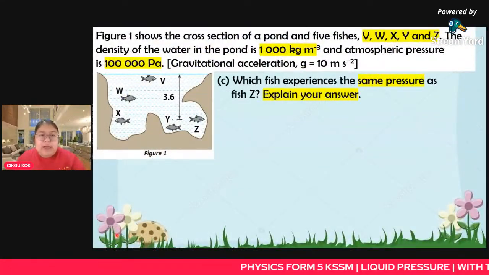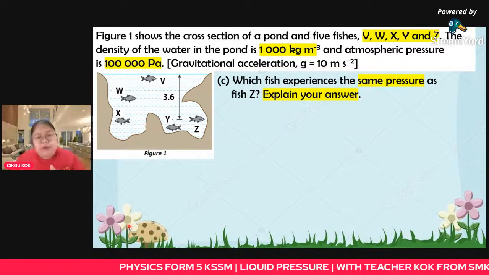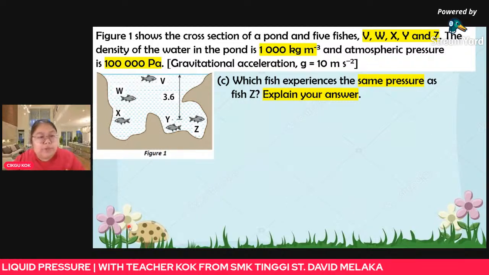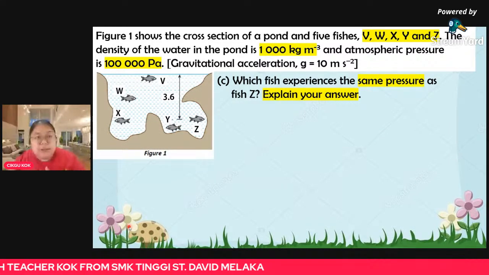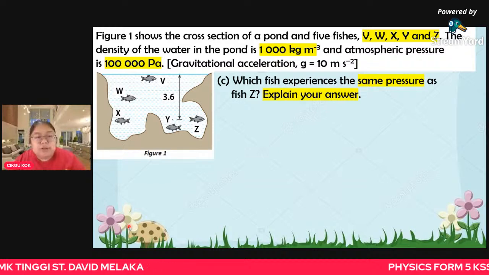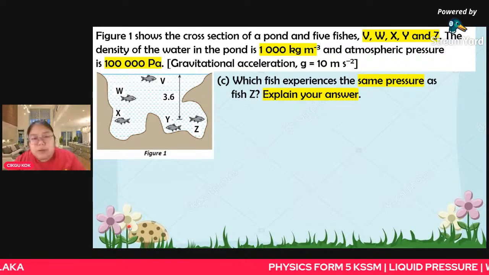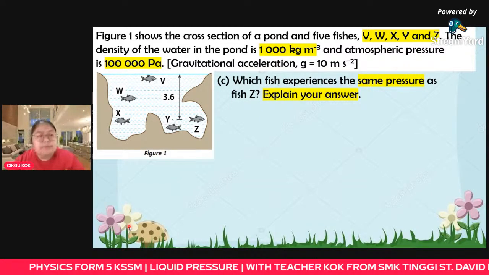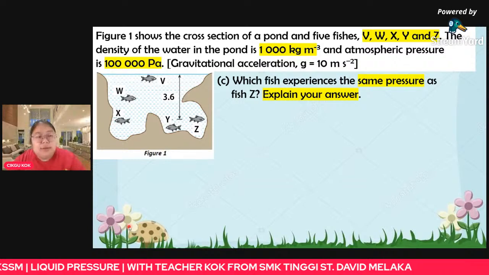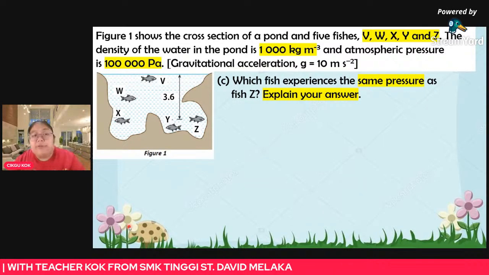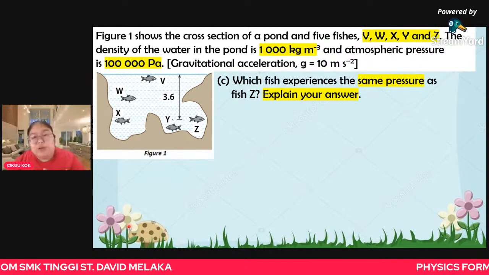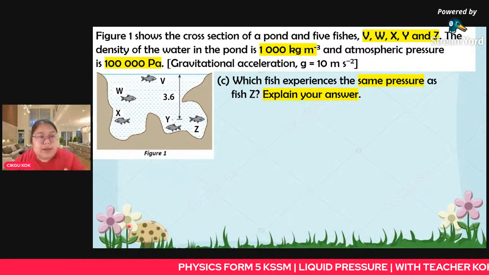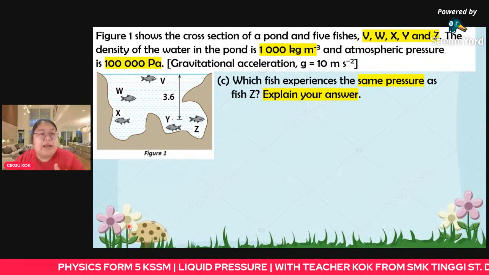Okay, same question again. Now we go to C. Which fish will experience the same pressure as Z? Okay, which one is the same as Z? You see the diagram, you find for me which fish has the same liquid pressure or atmospheric pressure as fish Z. Any answer? Same as the fish Z. That means the pressure you just found, 136 kilopascal, is it? So that means another one also has the same 136 kilopascal. Okay, we go and find which fish will get the same thing.